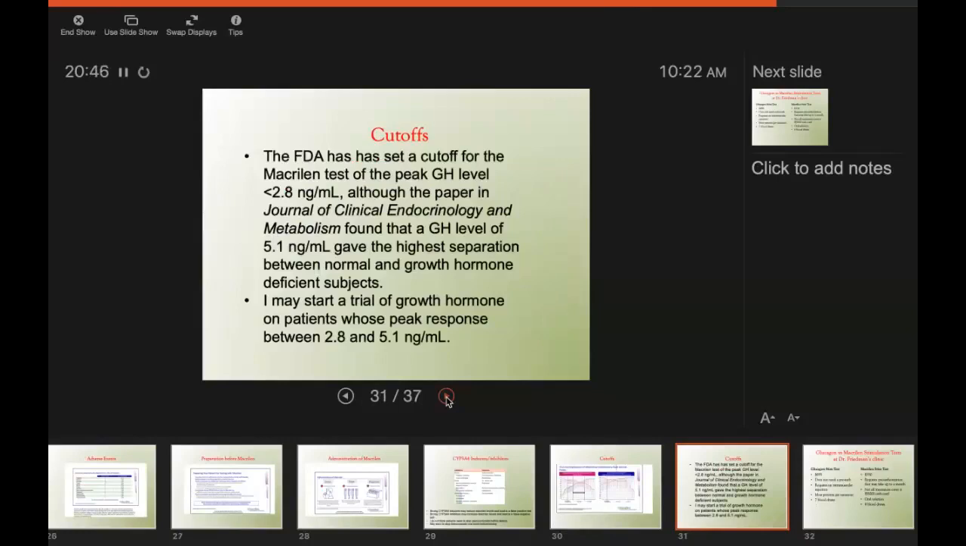So again, I try to look at the patient as a whole. If they have a lot of things going for growth hormone deficiency, they have pituitary surgery, they're hypopit, they have a real low IGF-1, I would probably start treatment for somebody who's between 2.8 and 5.1. I may have to fight with insurances, but I would probably start. If somebody has less history, I might go with 2.8.